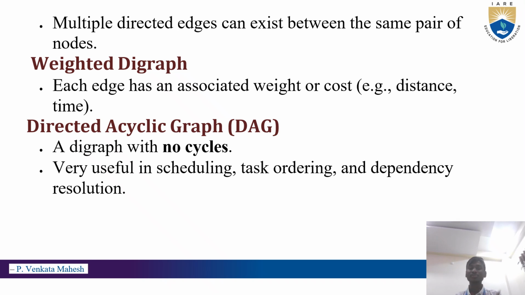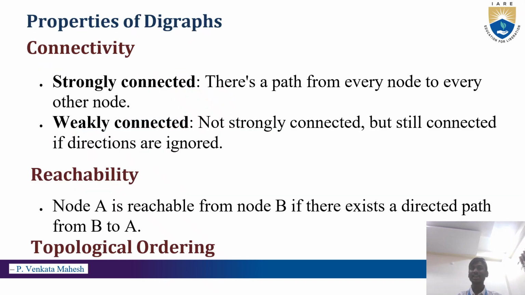It is very useful in scheduling, tasking, ordering, and dependency resolution. This is the help of directed acyclic graph. This is called DAG. Let's understand some properties of directed graph: connected, strongly connected, weakly connected. Let's understand separately what is strongly connected versus what is weakly connected.